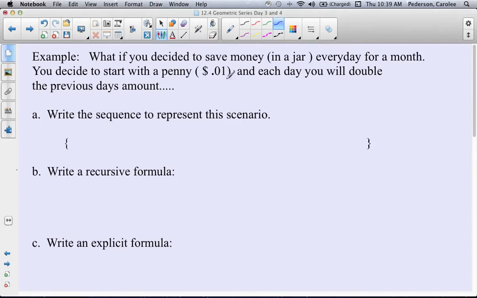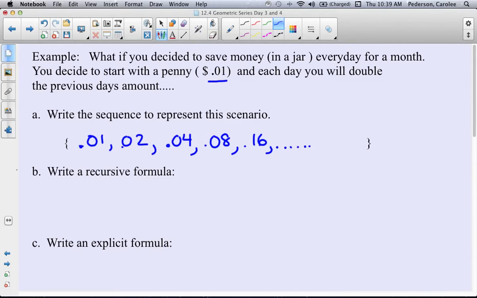So day 1, 1 cent. Day 2, we're now doubling it, so now we're at 2 cents. On day 3, we double it again, so 4 cents. And then 8 cents. And then 16 cents. And it goes on for the rest of the month.